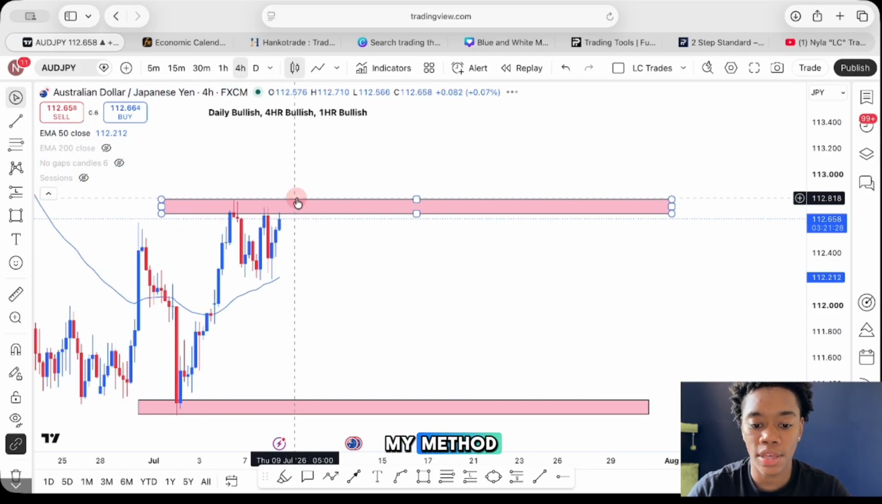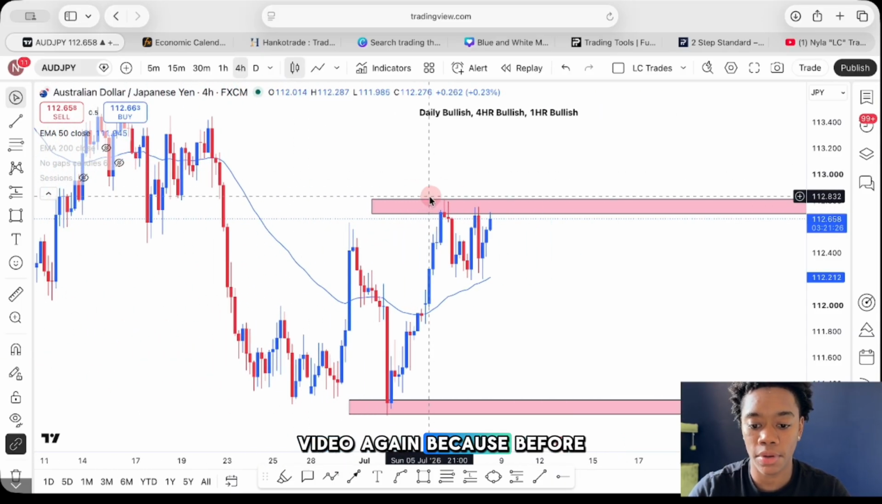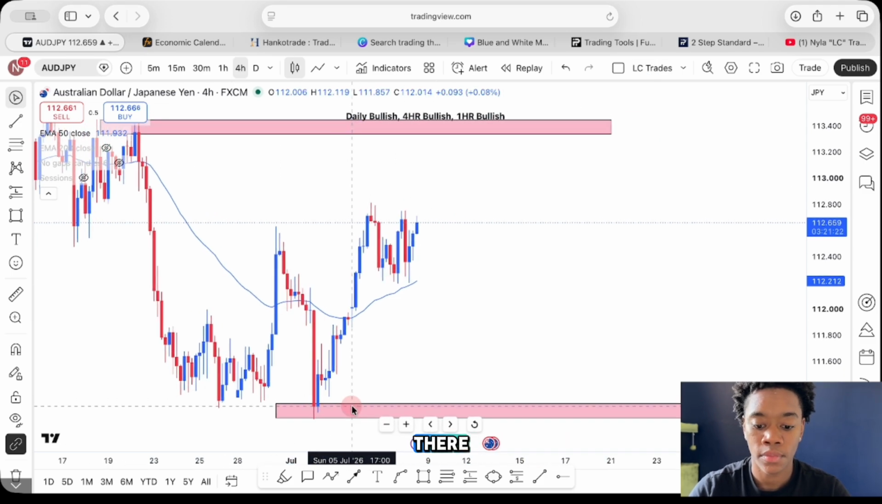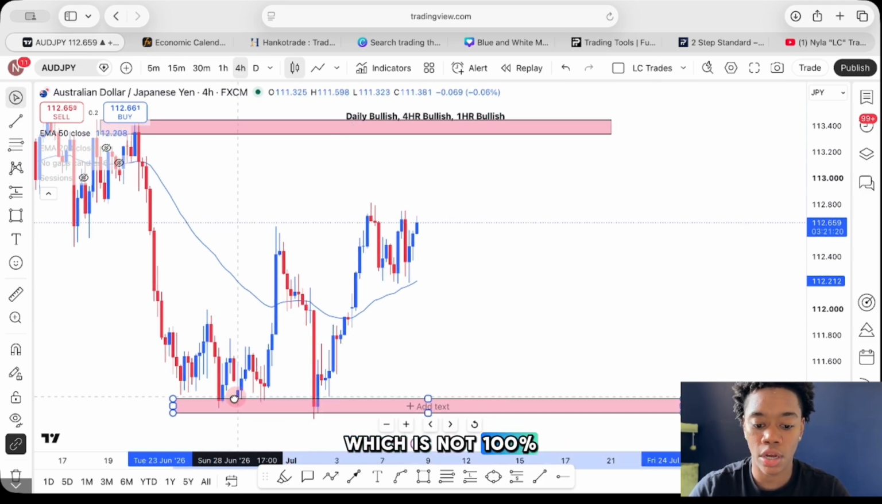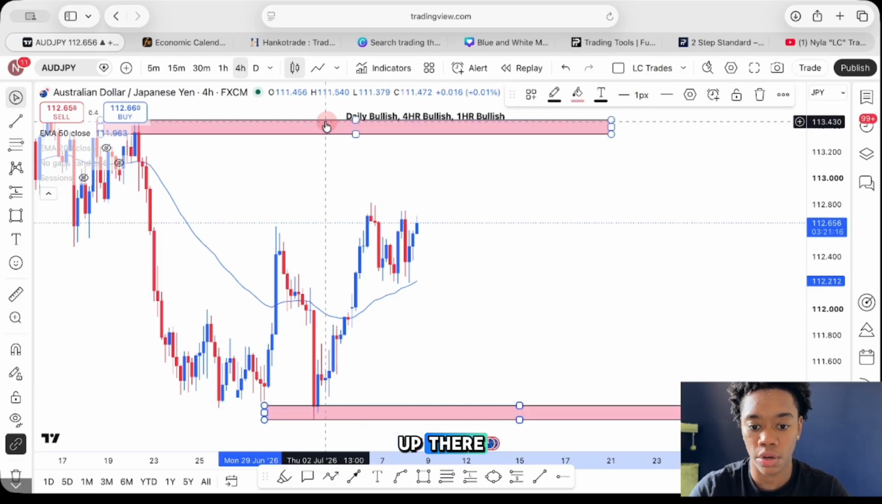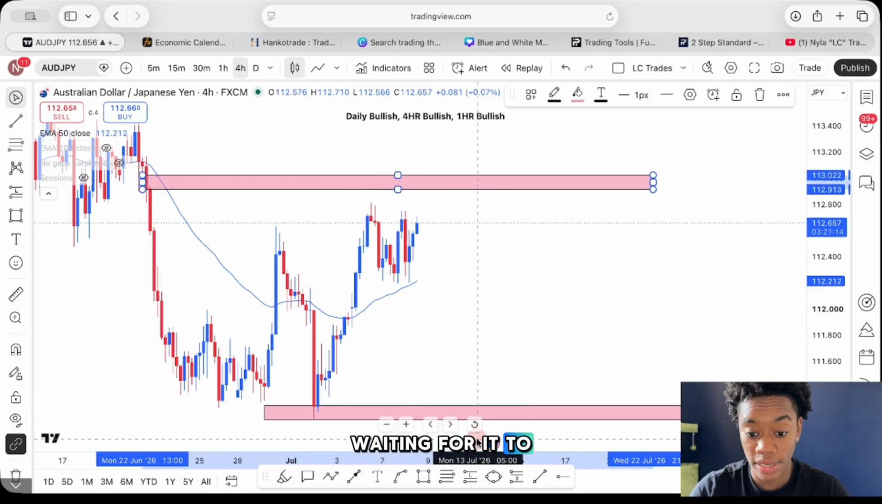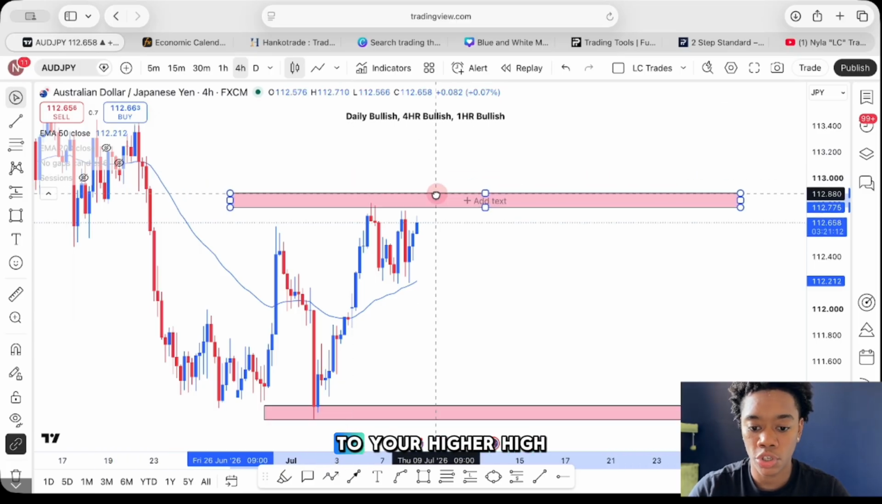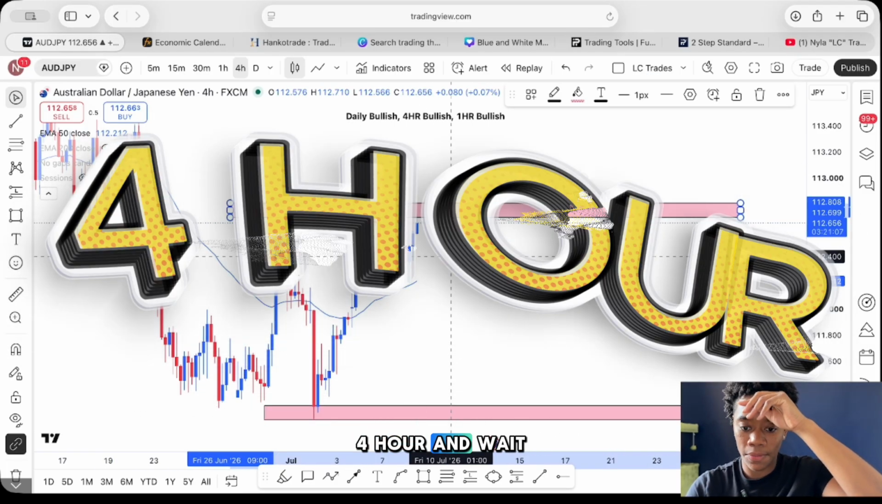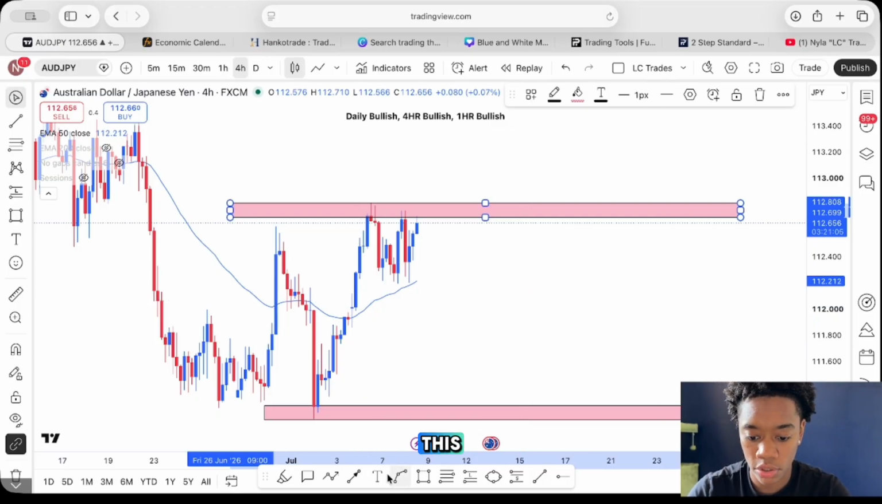Now, my method has changed, and that's why I'm making this video again, because before, I would have my swing high up here, my swing low down there, which is not 100% wrong, but you're going to miss mad trades in between, waiting for it to get up there, or waiting for it to get down there. So just draw it to your higher high on the 4 hour, higher low on the 4 hour, and wait for price to do this.